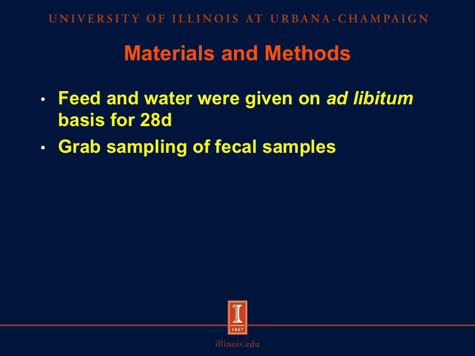Feed and water were given on ad libitum basis. Pigs were fed with their respective diets for 28 days. On the 24th day, 0.2% chromic oxide was included in the diet to serve as a marker. Grab sampling of feces was done when fecal matters turned totally green. The samples were then stored in a freezer, and after 3 days of collection, the feces were then pooled per animal per diet and prepared for analysis.